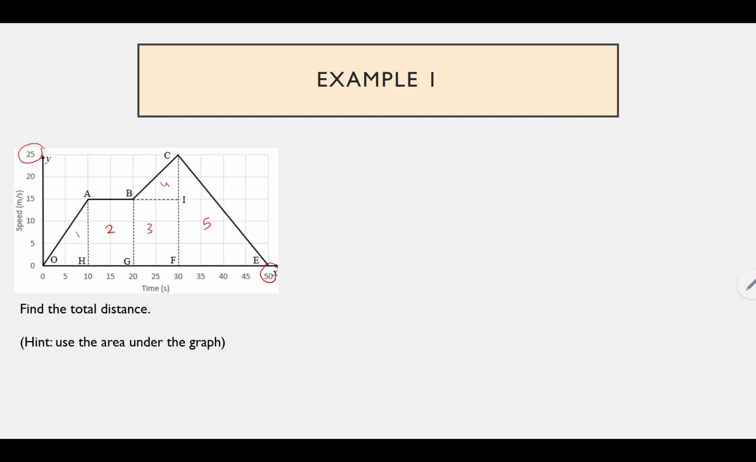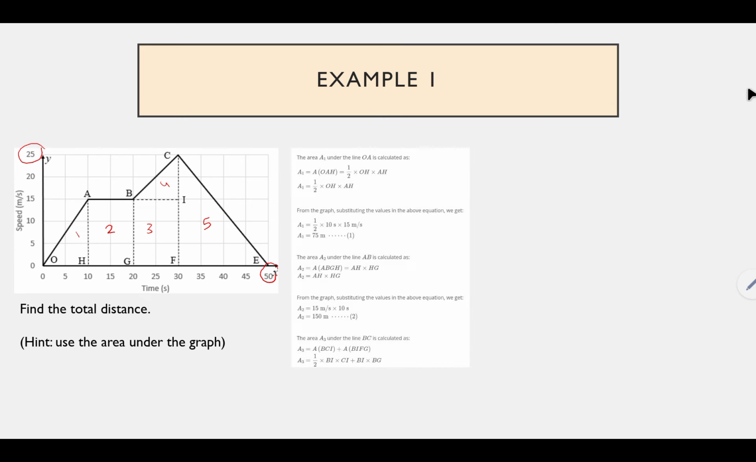So let's do it now. For part 1, it's a triangle. So I'll do the half times base times height, which is half times 10 times 15, and it gave me 75. For area under 2, it's a rectangle, sorry. Rectangle rule is base times height. So from 10 to 20, here's 10, and the height is 15. So 10 times 15, I got it as 150.